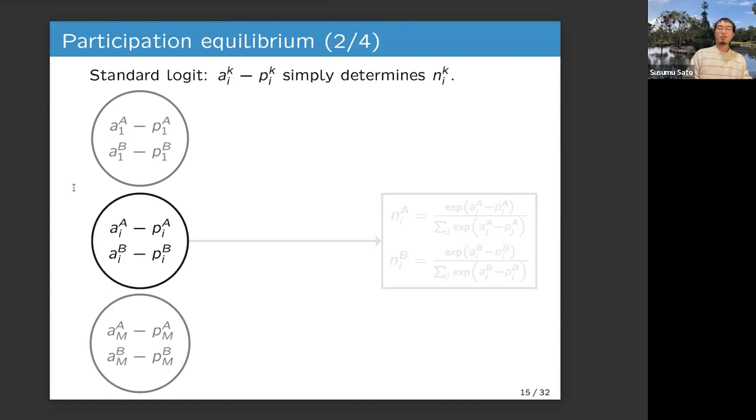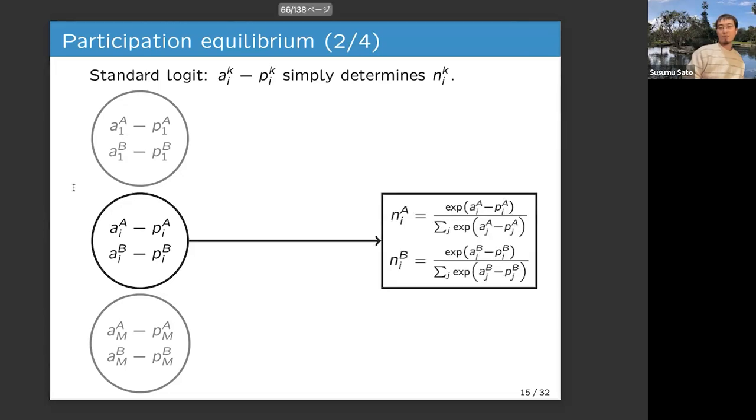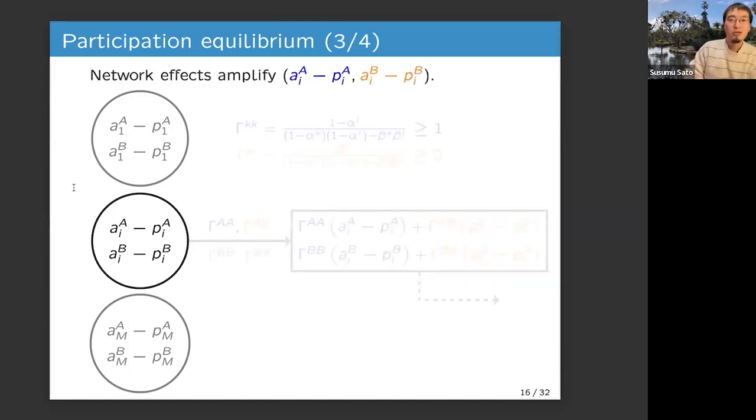So in a standard logit demand, the way the demand is determined is like this. The average net utility offered to each user is a_ki minus p_ki, or in this figure, a_Ai minus p_Ai, or a_Bi minus p_Bi. Just this determines the market share of each firm or platform. And this average utility is transformed by taking the exponential, and this exponential goes to the numerator of market share, and the denominator just has the sum of these exponentials over the platforms. In our model, network effects amplify these average values using network effects.